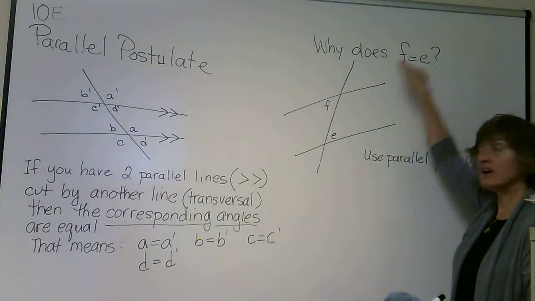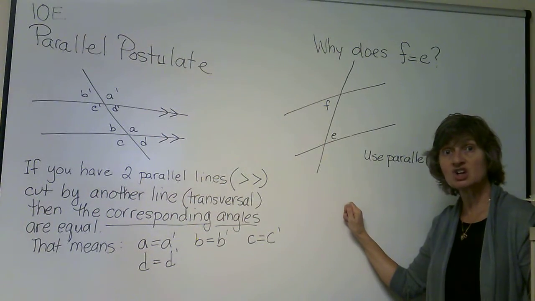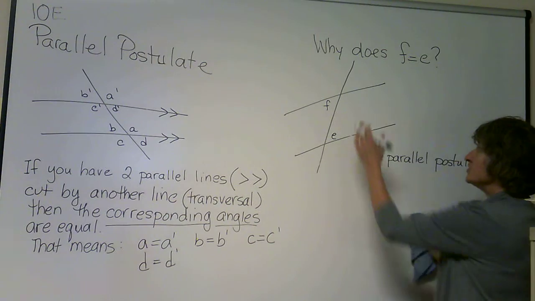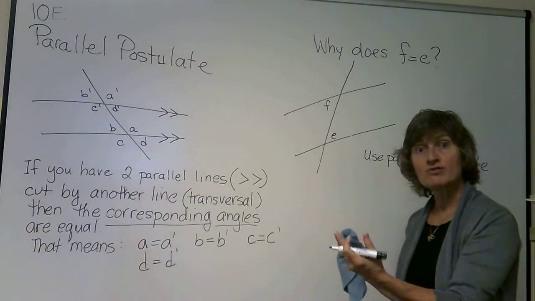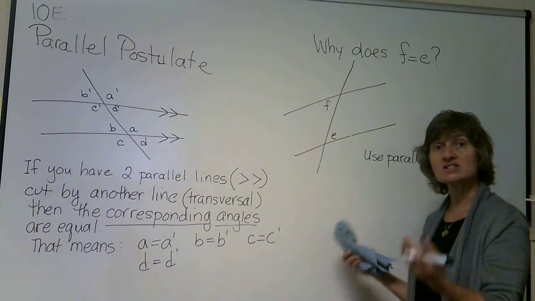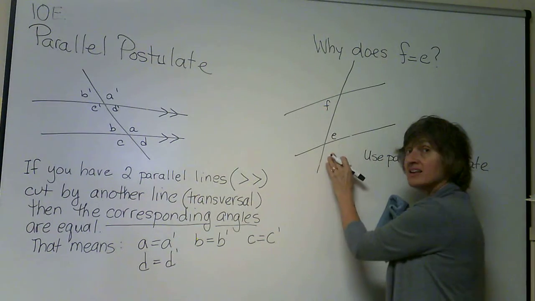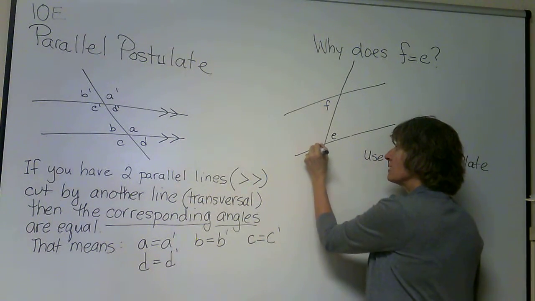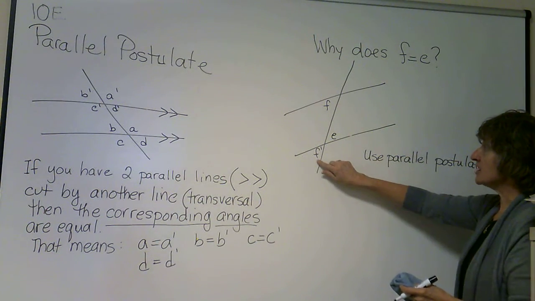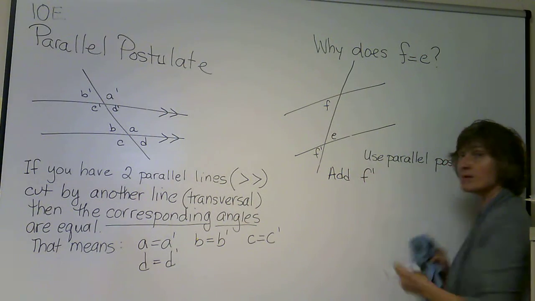Why does angle F equal angle E? And this actually turns out to be a theorem that's used in geometry, but right now we'll go through the informal proof of it. All right, notice, when you do a proof or an informal proof, you can add things to the problem as long as it doesn't change the problem. So what we're going to do is add something to this picture, and we're going to call it F prime. I'm just labeling it.